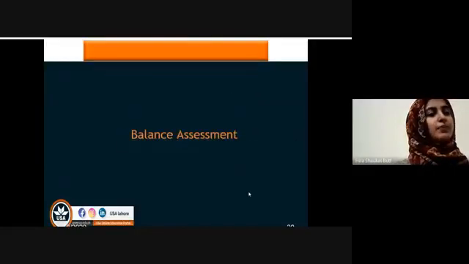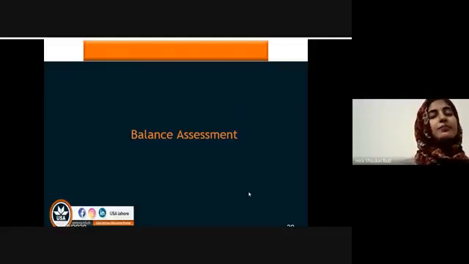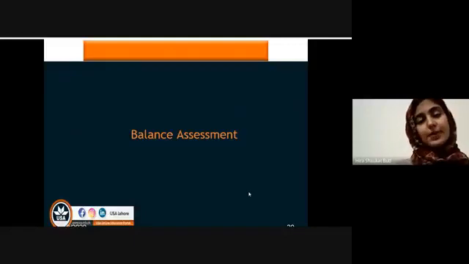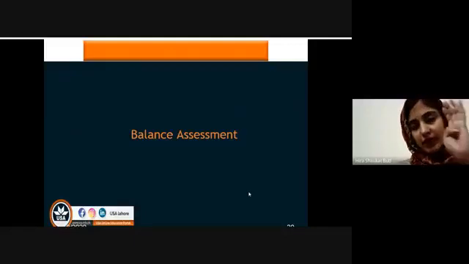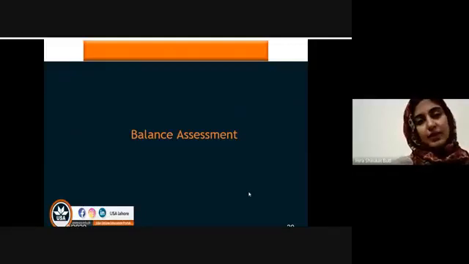Okay, so balance assessment. The basic thing starts from here. We're suspecting that a person is having some kind of impaired balance, and how do we assess the balance? If there are 4 types of balance, then we have to assess every type of balance with a specific type of test.